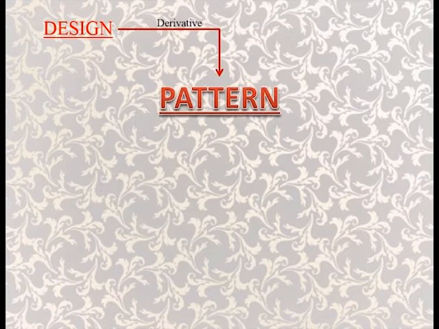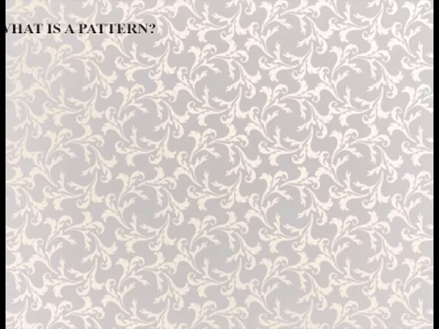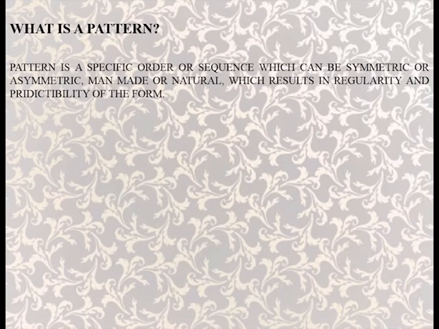Let us now focus on a derivative of design, that is a pattern. So what is a pattern and how can you define it? Something that is repetitive, a sequence, an arrangement, or maybe a system, or many more ways of defining what a pattern is. A pattern is a specific order or sequence which can be symmetric or asymmetric, man-made or natural, which results in regularity and predictability of a form.